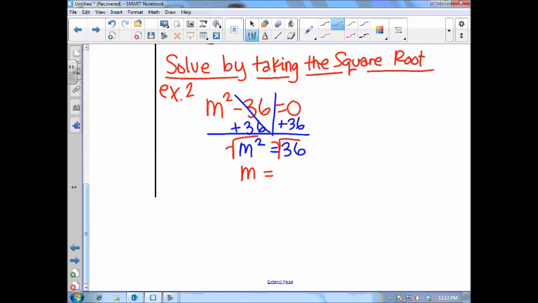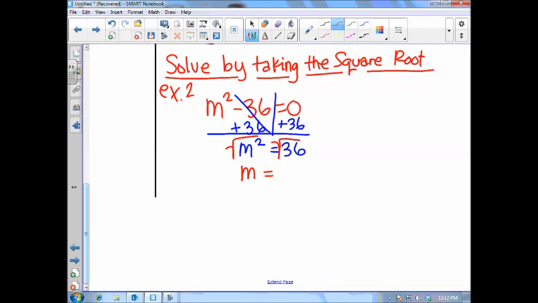Now what's the square root of 36? 6. Is it? Yeah. 6 is half the answer. What's the other half? Negative 6. Isn't it true that negative 6 times negative 6 is also positive 36?